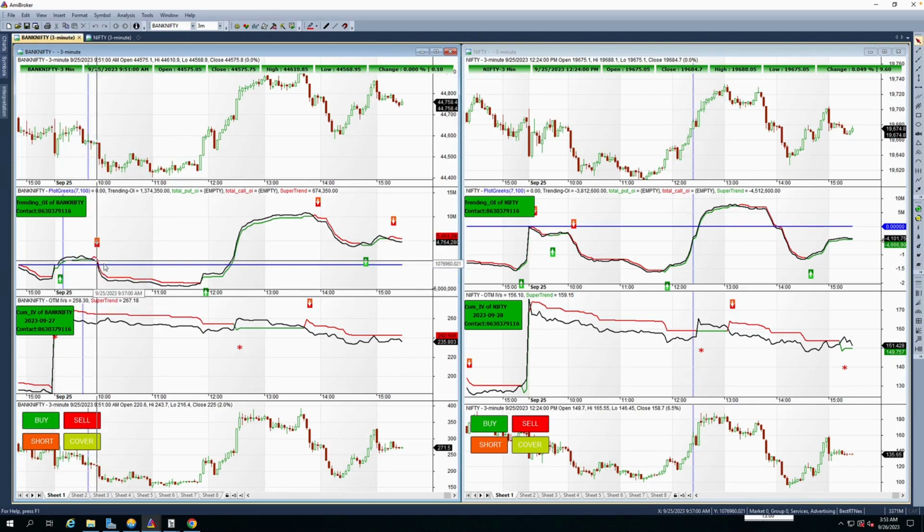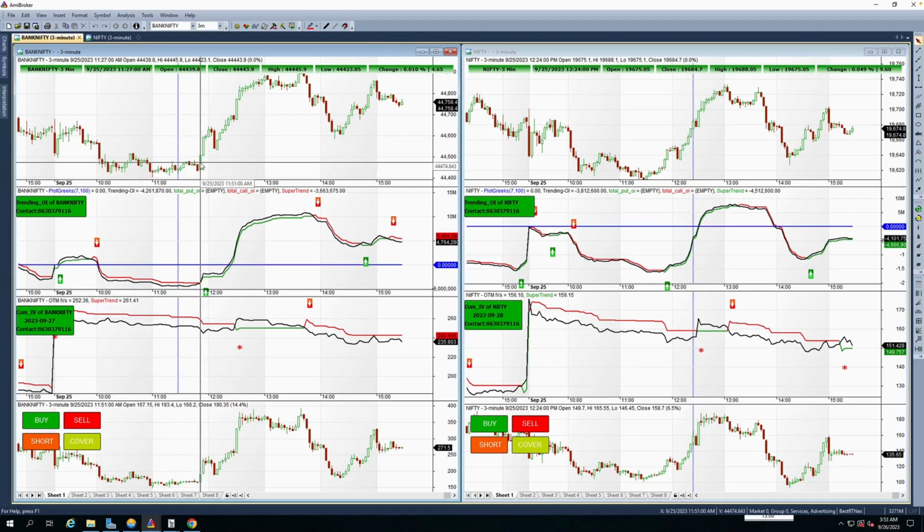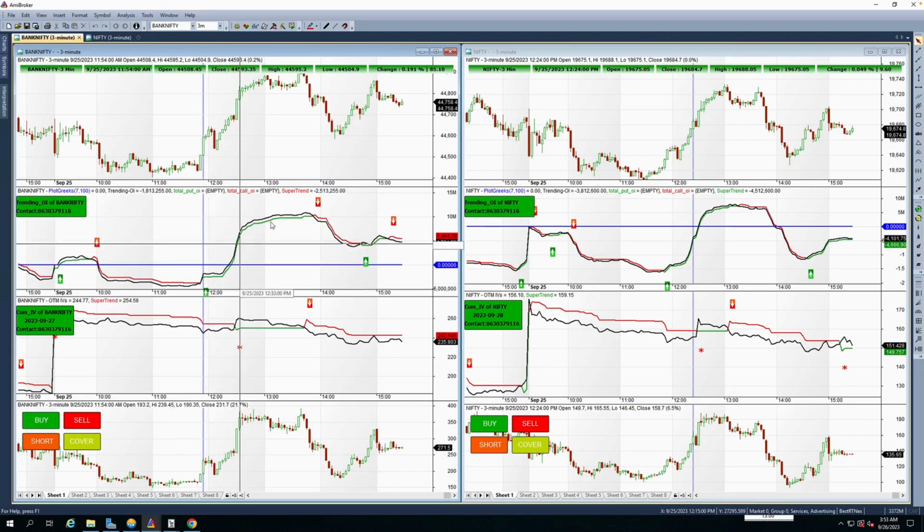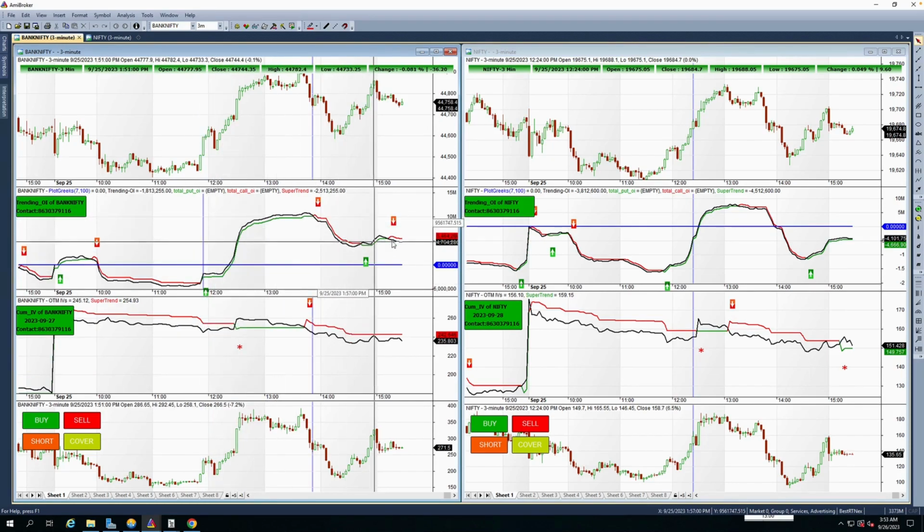After 10 a.m. call writers became heavy, because the line came below zero. This green and red line you can see, I have applied Supertrend on that black line. Supertrend will tell you the momentum and which direction it is going. From here it started to turn, and the market also turned at this point. Here again put writers started to overcome call writers, and the market gave a very good rally. Then again call writers and put writers, and this keeps going throughout the day.